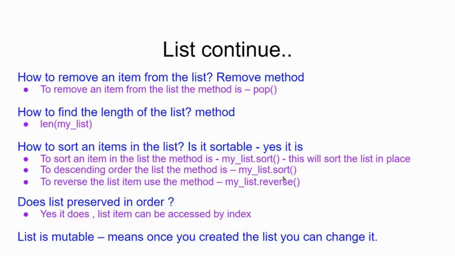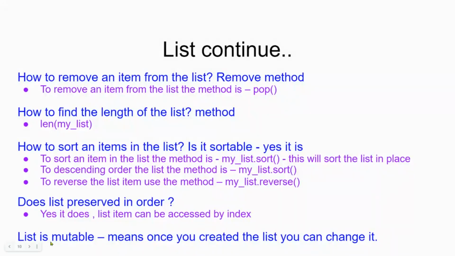We'll go through an example. And if you want to reverse the items in the list, my list dot reverse, very nice. And the list preserves order, yes, it does. You can access any item with the index number, and in that case it's very fast, like an array, it goes straight to that place.